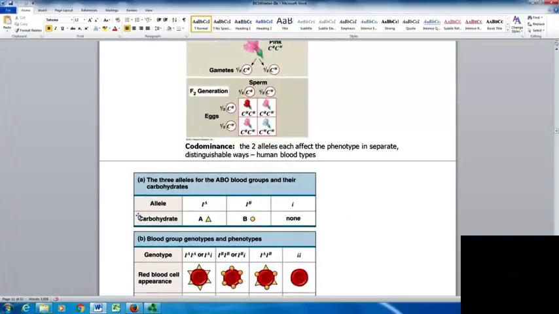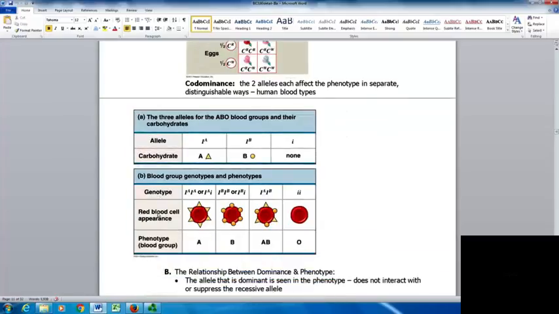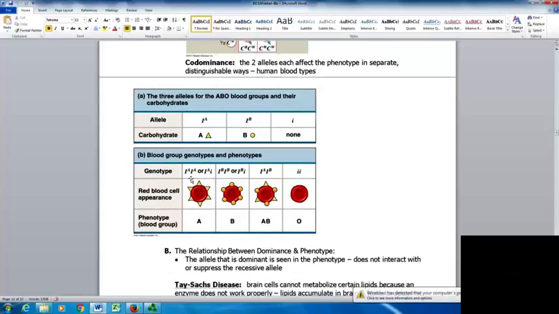With codominance, you have 2 alleles that each affect the phenotype in separate distinguishable ways. Human blood type is a classic example here. When we look at the human blood types, we will typically use I as your base letter, and then you'll have the superscript that will be A or B for the marker on the cell. So when we look at the allele for blood type A, these cells have marker A present on them. The genotype can be IA IA or IA with a little i.